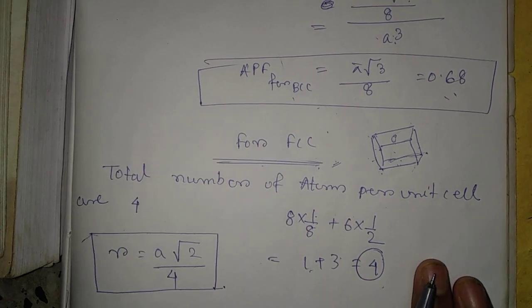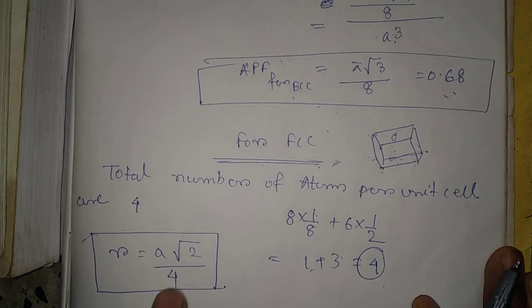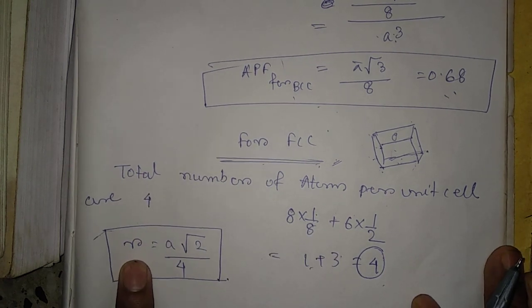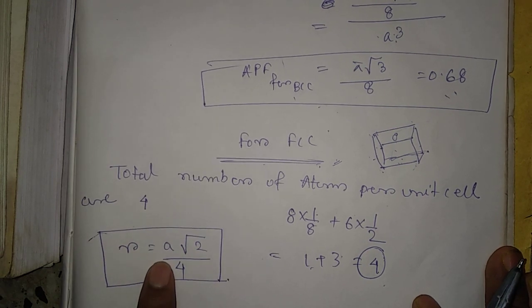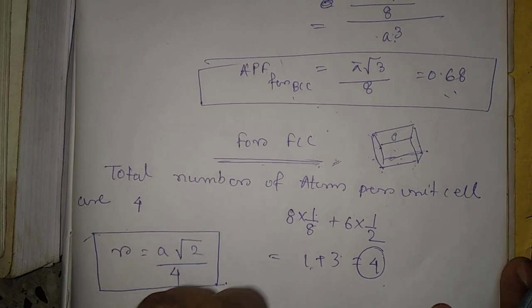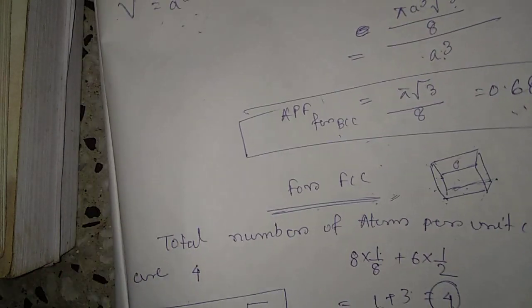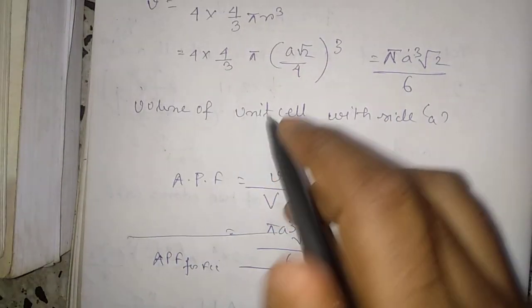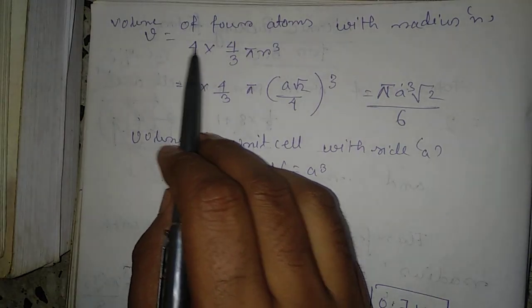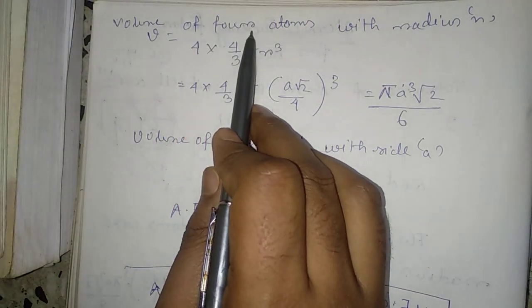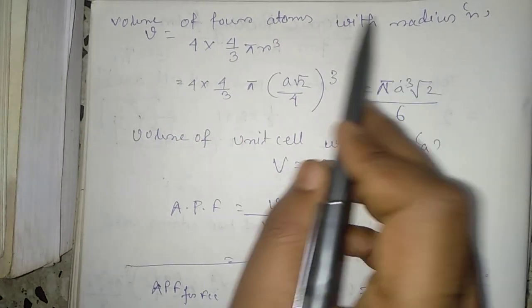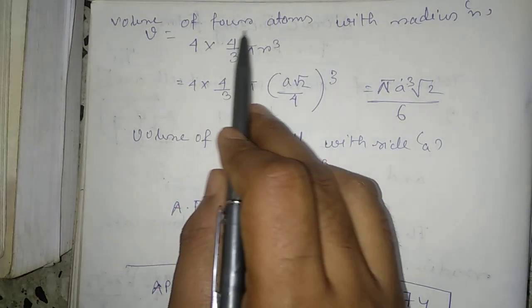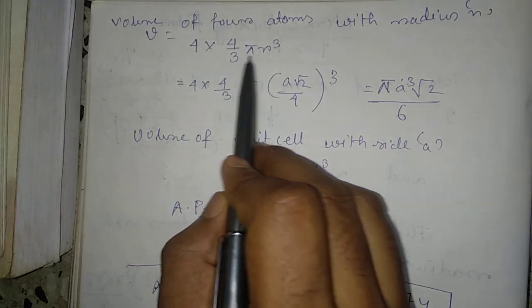Now, in the previous lecture video, we saw the relationship between the atomic radius and the lattice parameter: r is equal to a by root 2 by 4. Okay, so this is the relationship, as you know. Now the next part is the volume of the 4 atoms. The total number of atoms is 4, that's why it's 4 here. So the volume of 4 atoms with radius r is 4 into the volume of 1 atom, which is 4/3 pi r cube, so 4 atoms will be 4 into 4/3 pi r cube.